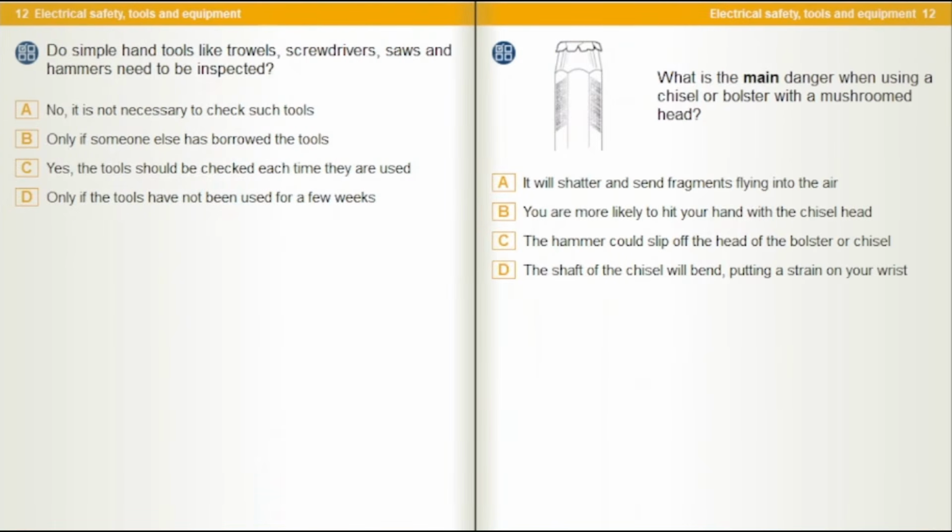Do simple hand tools like trowels, screwdrivers, saws and hammers need to be inspected? No, it is not necessary to check such tools. Only if someone else has borrowed the tools. Yes, the tools should be checked each time they are used. Only if the tools have not been used for a few weeks.